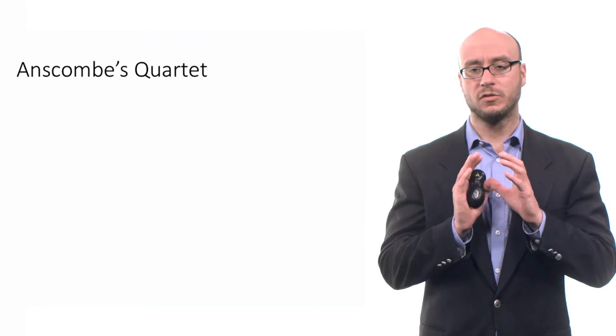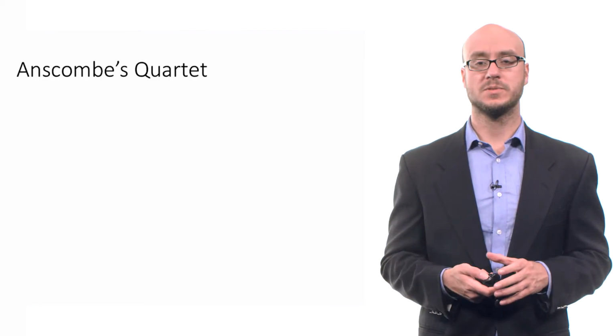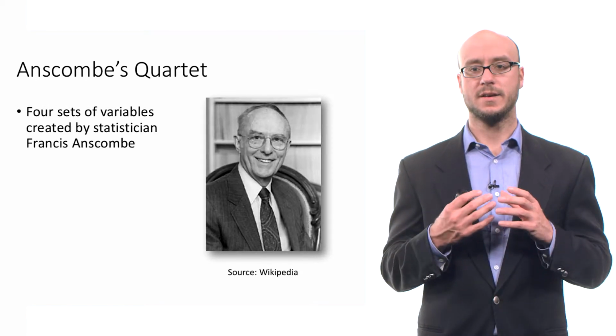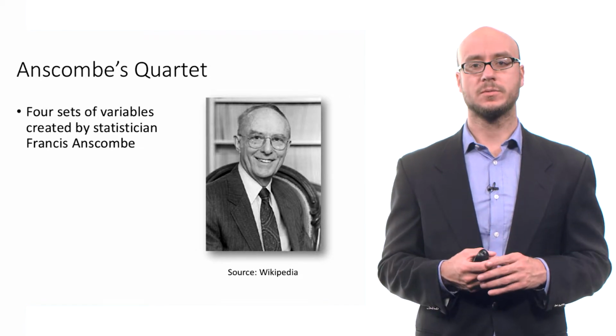However, correlation, and by extension covariance, still have a few problems. You need to be very careful about how you use correlation. And we're going to talk about some of these problems in this part of today's lecture. So one way to look at this issue is to look at what we call Anscombe's Quartet. He was a famous statistician, and he created 4 sets of variables.